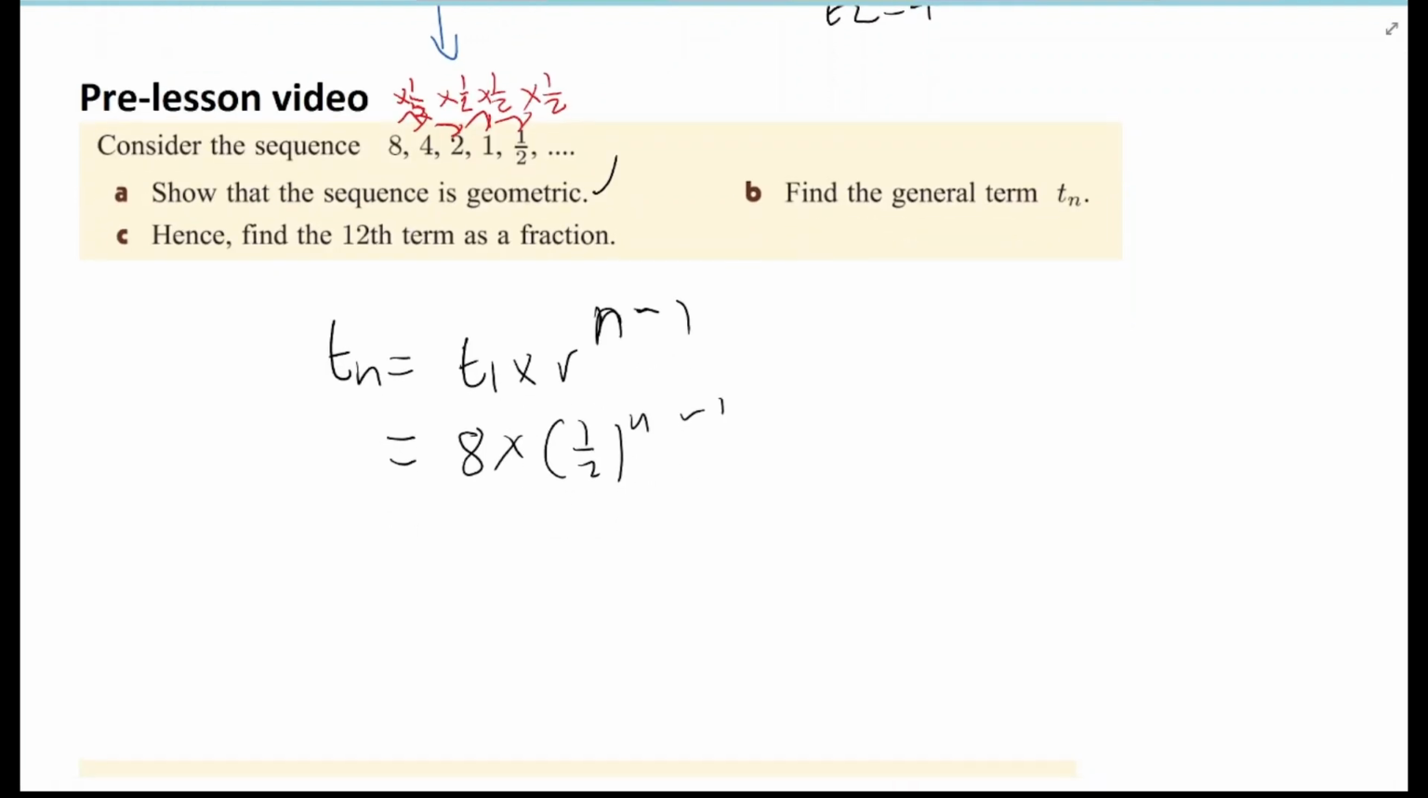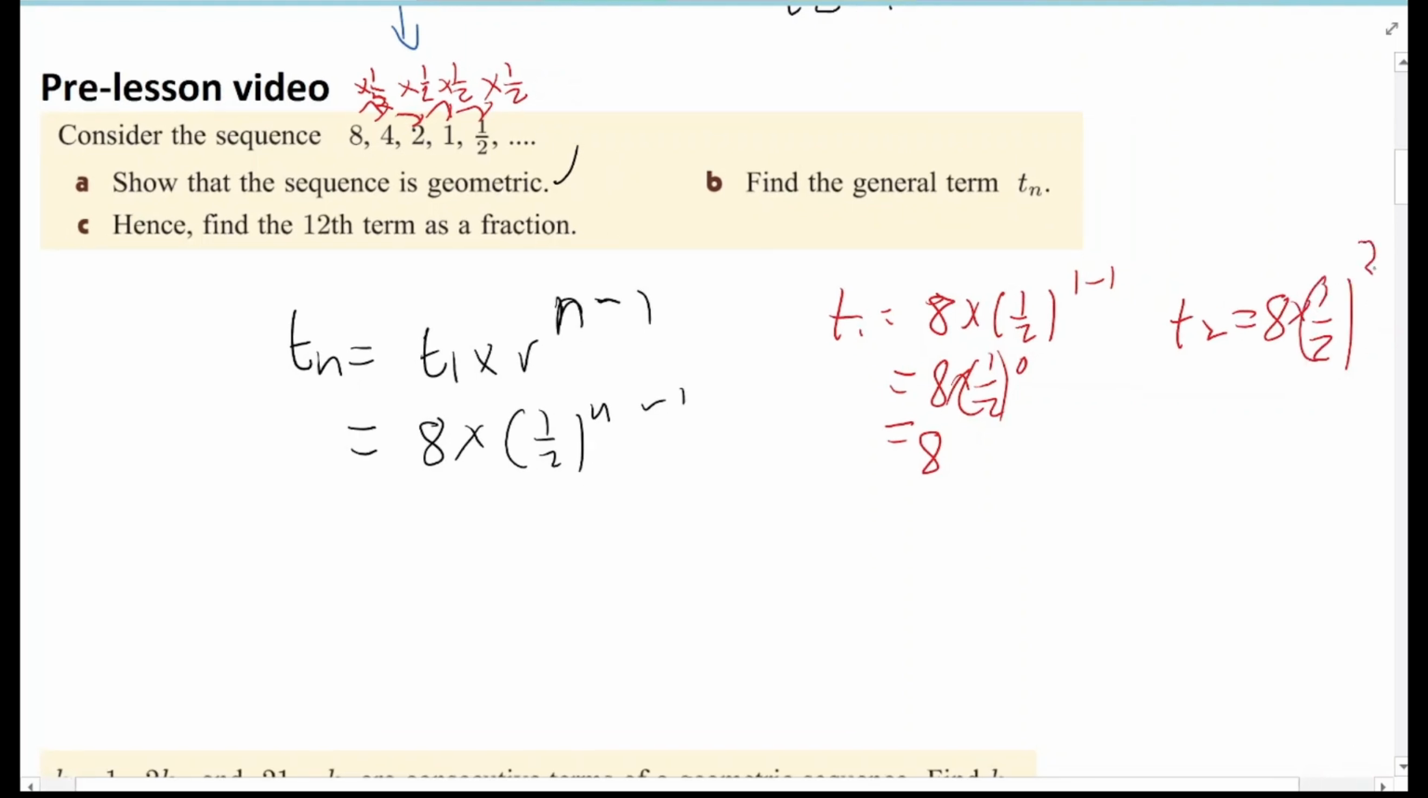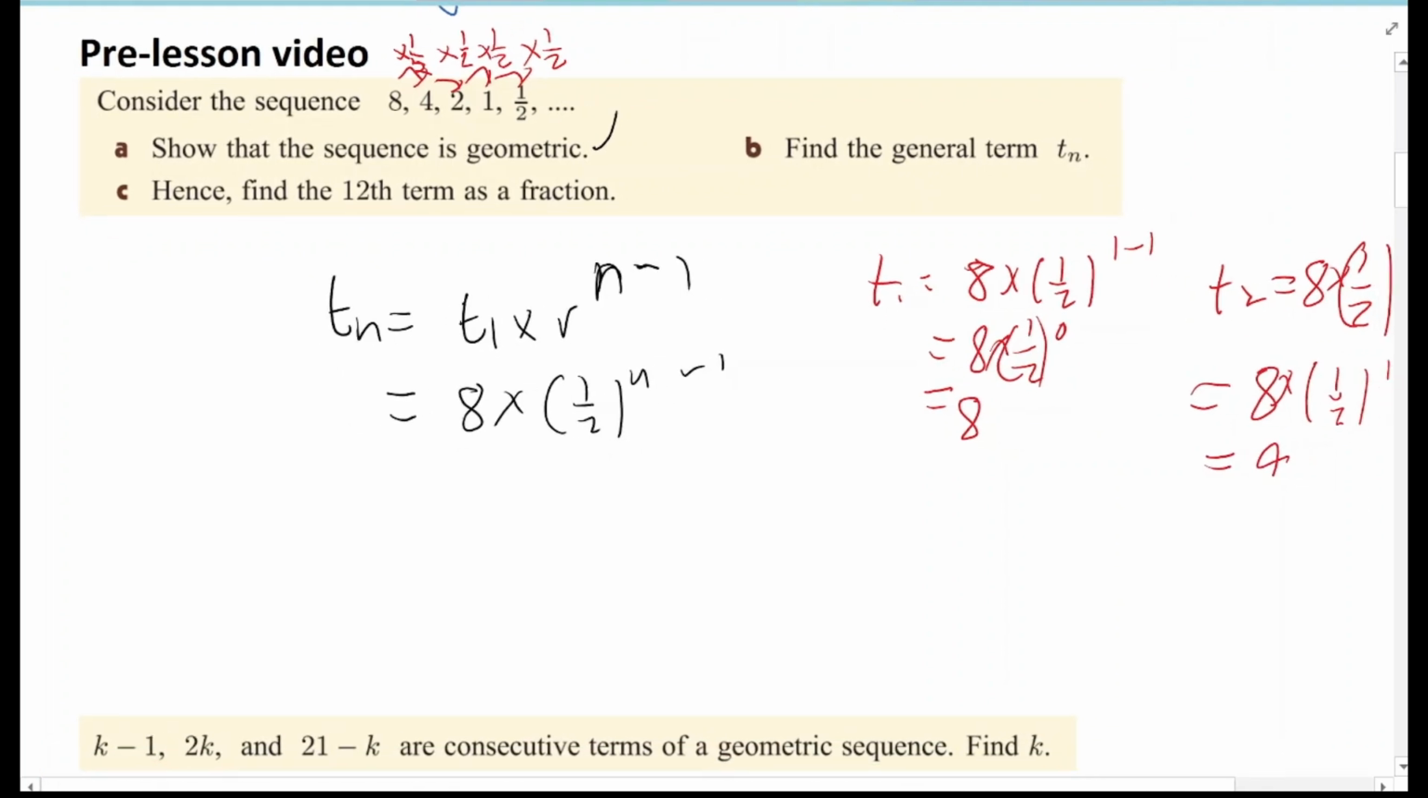Let's just check that this formula actually gives us what we want. If I try and work out T1, it's 8 times a half to the power of 1 take 1, which is 8 times a half to the power of 0, which is 8. And T2 should be 8 times a half to the power of 2 take 1, which is 8 times a half to the power of 1, which is 4, etc., etc.